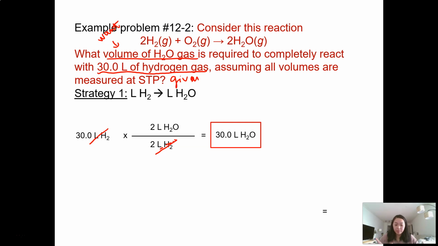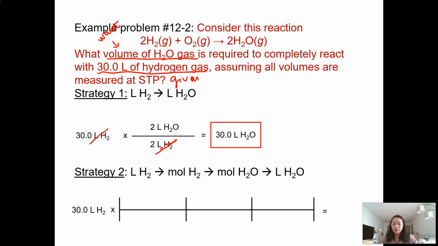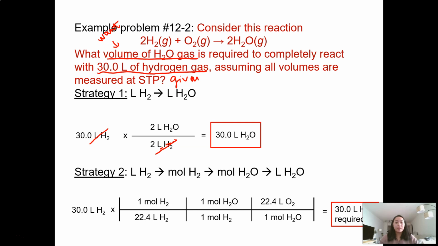Just like our previous example, we can also do the second strategy, which is a little bit longer, but it really shows the concept behind why the volume ratio is also the mole ratio. You do basically the same steps as the last example. It's just a little bit of a different mole ratio and a different chemical. But you should get the exact same answer at the very end. All right, that is it for the volume to volume calculations.